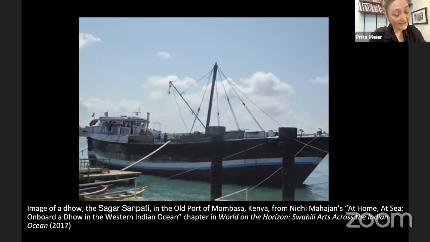Now, from the outset, I want to emphasize I have not done ethnographic research on dhows. I have not spoken to dhow captains, sailors, or their owners. But my student, Nidhi Mahayan, who is now a professor at UC Santa Cruz, has done so. And she has shown that while the dhow trade has, of course, drastically contracted, many do still ply old routes.